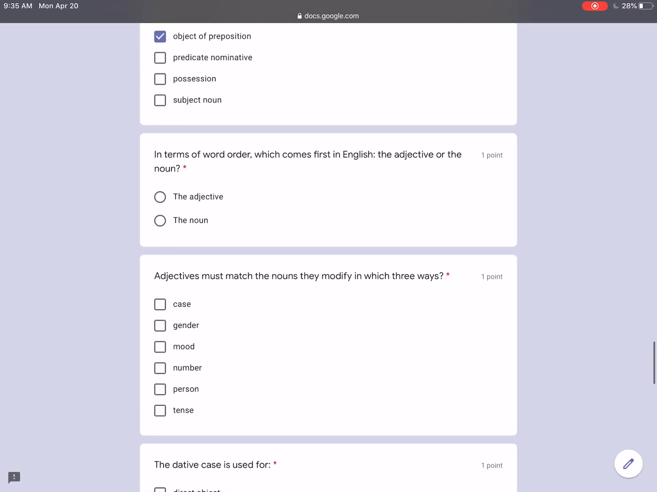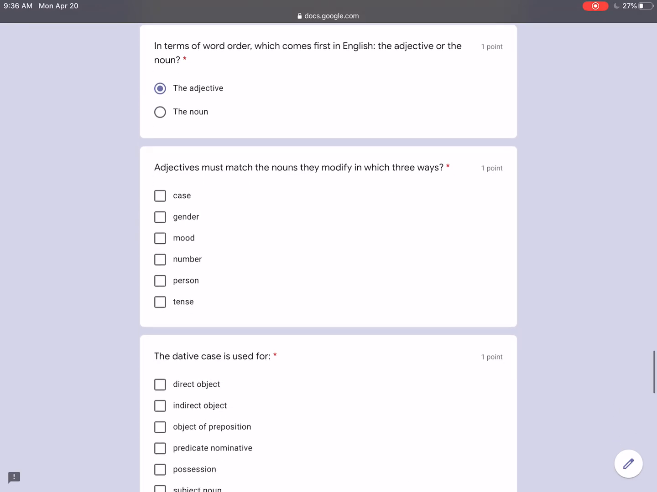Next. In terms of word order, which comes first in English, the adjective or the noun? Let's think about this one. If I were to go to the store and buy a dress in a particular color, I'd say, oh, I want the blue dress. So what comes first, the adjective or the noun in English? The blue dress. Well, blue's the adjective, so the adjective comes first, and then the noun.